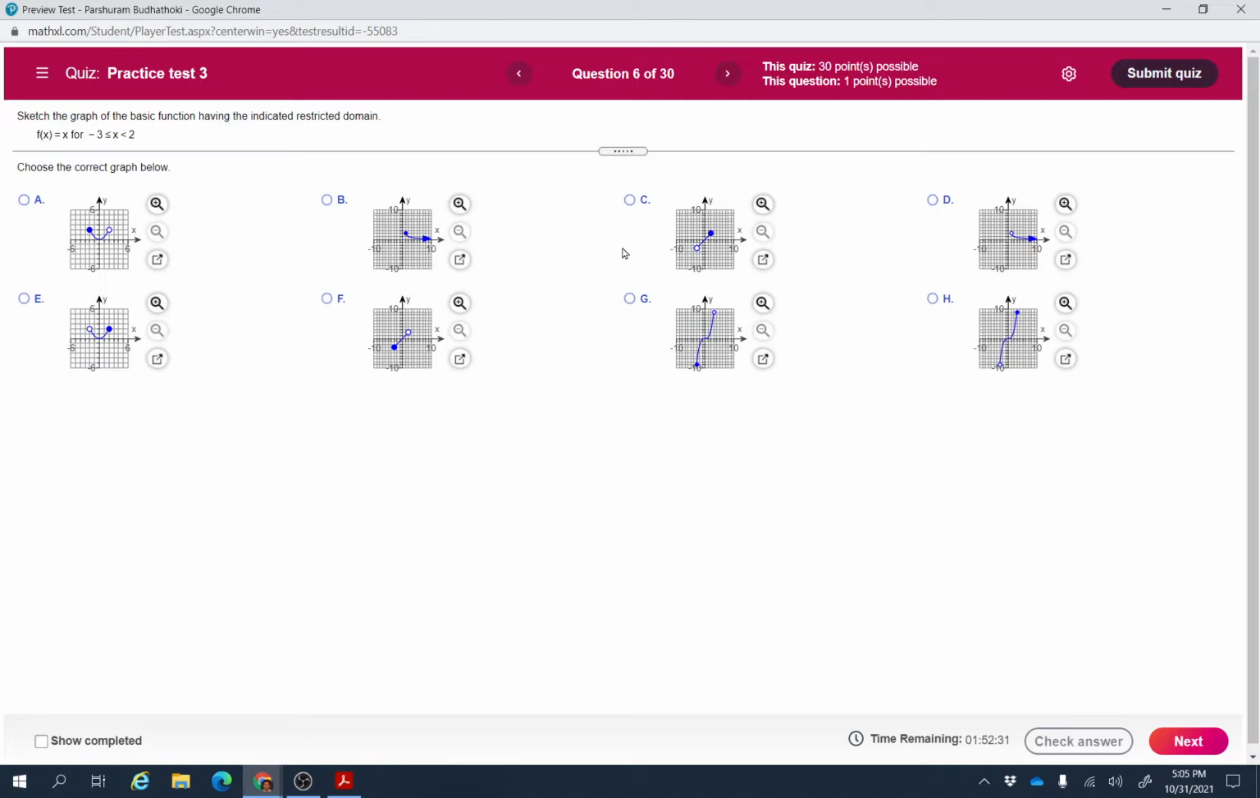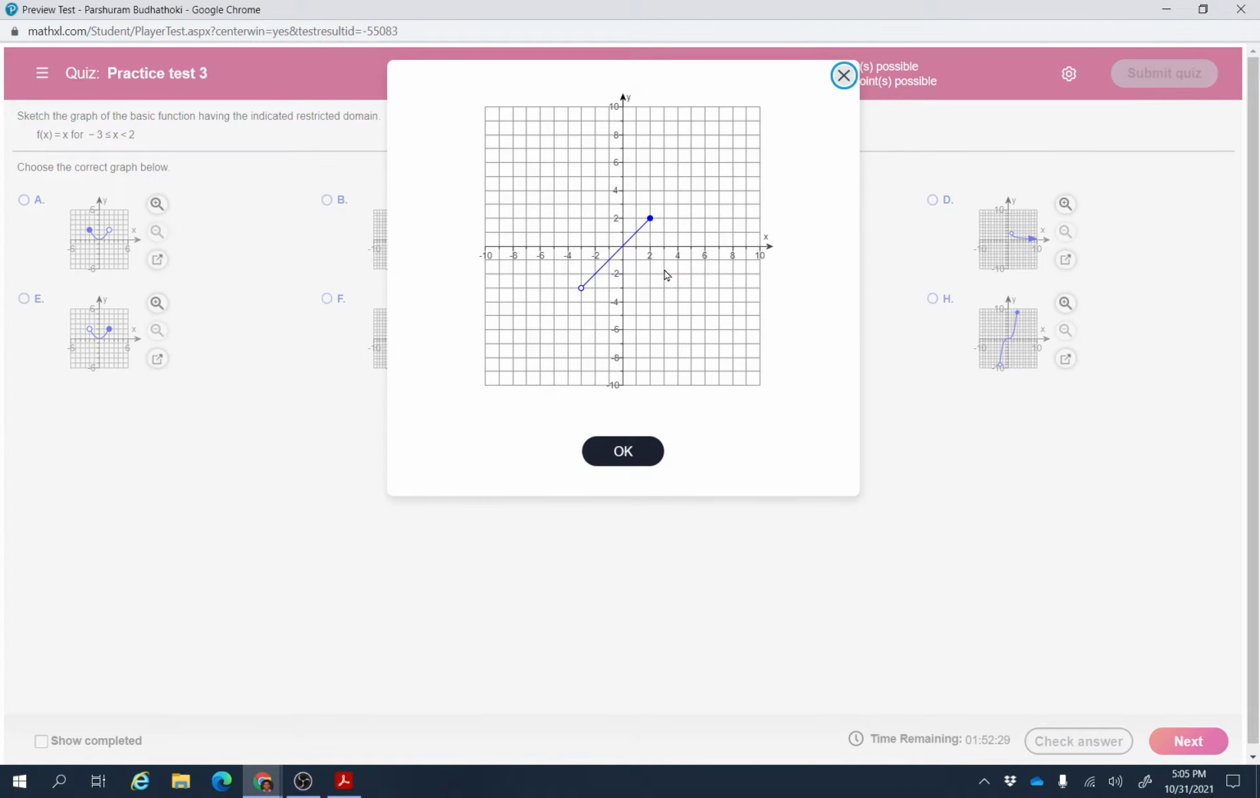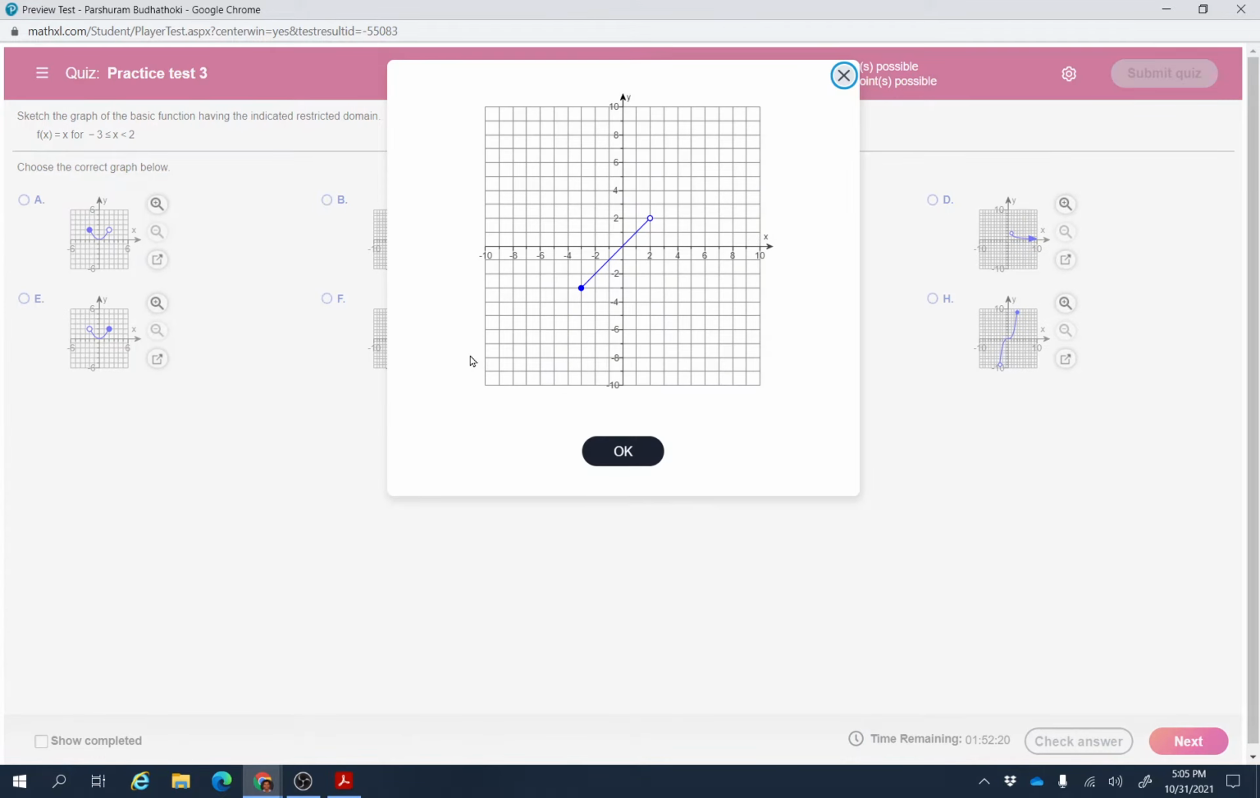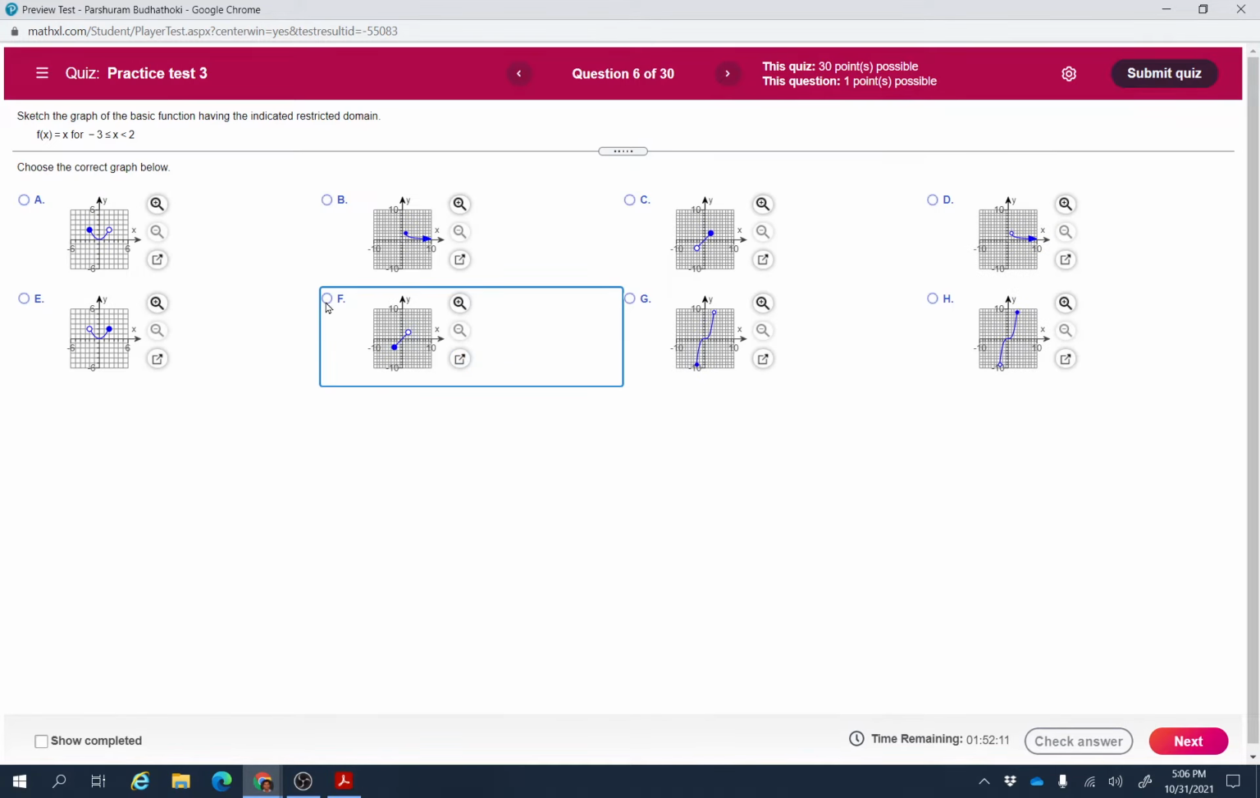So let's look at C. If I look at C, at -3, the value of the function has a circle, so there is no value. So this point is not included. That means this is not the right graph. If you look at F, at -3, the function is -3. At 0, the value is 0. At +2, the value is not included. That's why the right answer would be F.